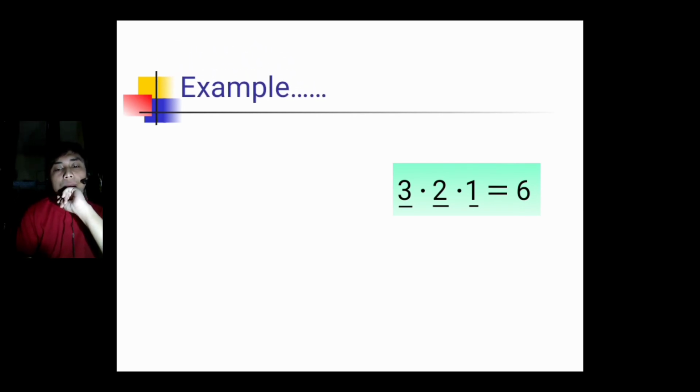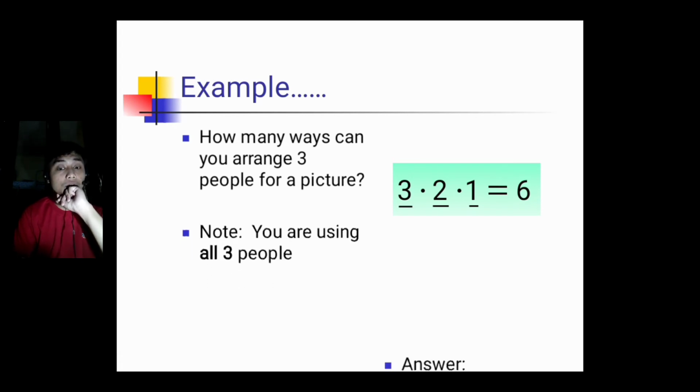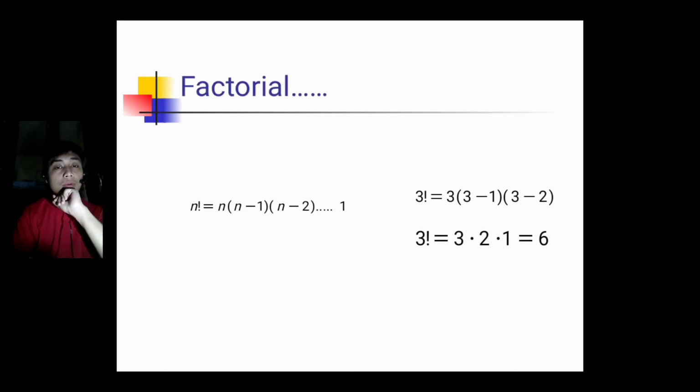So we have some examples. How many ways can you arrange 3 people for a picture? Note that you are arranging all 3 people. The answer is 3 times 2 times 1 is equal to 6. This is how we solve it, this will be the solution. Baka naguluhan kayo, ano ba ang kinalaman ng 2 sa 1? Ang meron naman natin is 3.